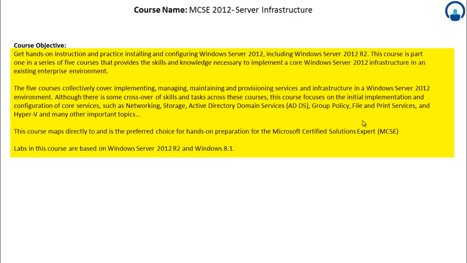Although there is some crossover of skills and tasks across these courses, this course focuses on initial implementation and configuration of core services such as networking, storage, Active Directory Domain Services, that is ADDS, group policy, file and print services, and Hyper-V and many other important topics. This course maps directly to and is the preferred choice for hands-on preparation for Microsoft Certified Solution Expert, that is MCSE. Labs in this course are based on Windows Server 2012 R2 and Windows 8.1.